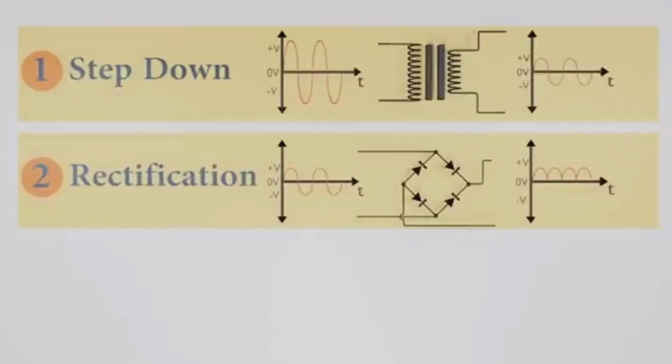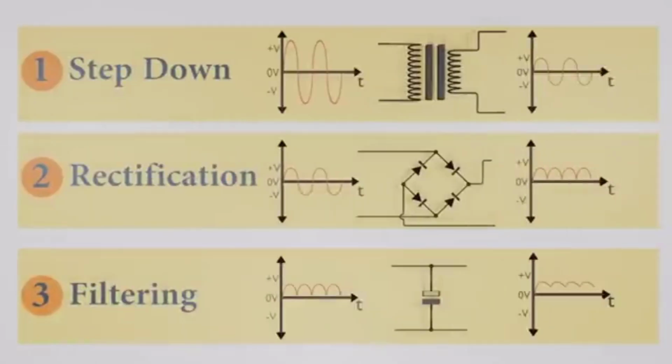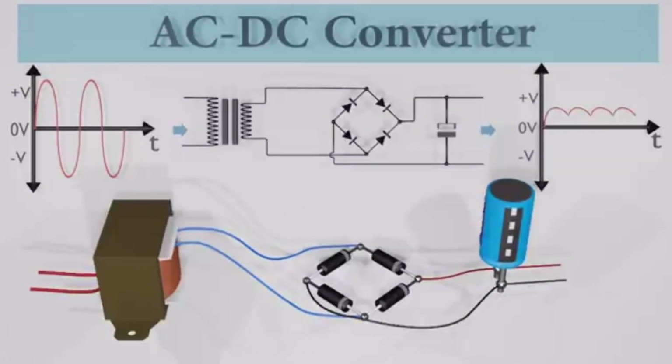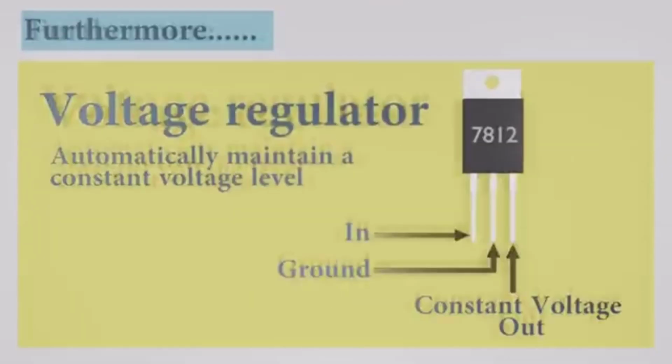Now we know the basic 3 steps of the AC to DC conversion process. By combining all these steps we can make an AC to DC converter like this. But still our DC output signal has slight variations, which we call ripples. If we want to smooth it further and regulate the voltage at a constant level, we can use a voltage regulator IC. It's basically a 3-pin IC. This is the final step of the AC to DC conversion process.